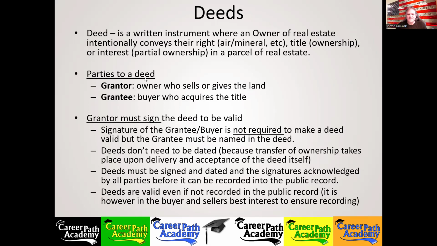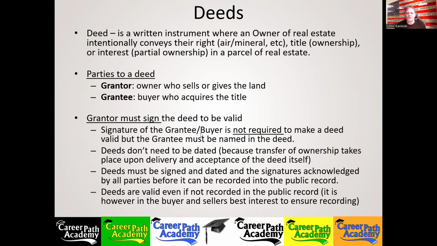Now, the parties to a deed are the grantor, which is the owner who's selling the property, giving the land, and the grantee, the one who's acquiring the title. So remember, words that end in OR, the person's giving something. Words that end in EE is the one that's receiving it. When you grant your ownership to somebody else, whether you're selling the land or giving it away, you're doing it by grant. So the grantor has to sign the deed in order for it to be valid.